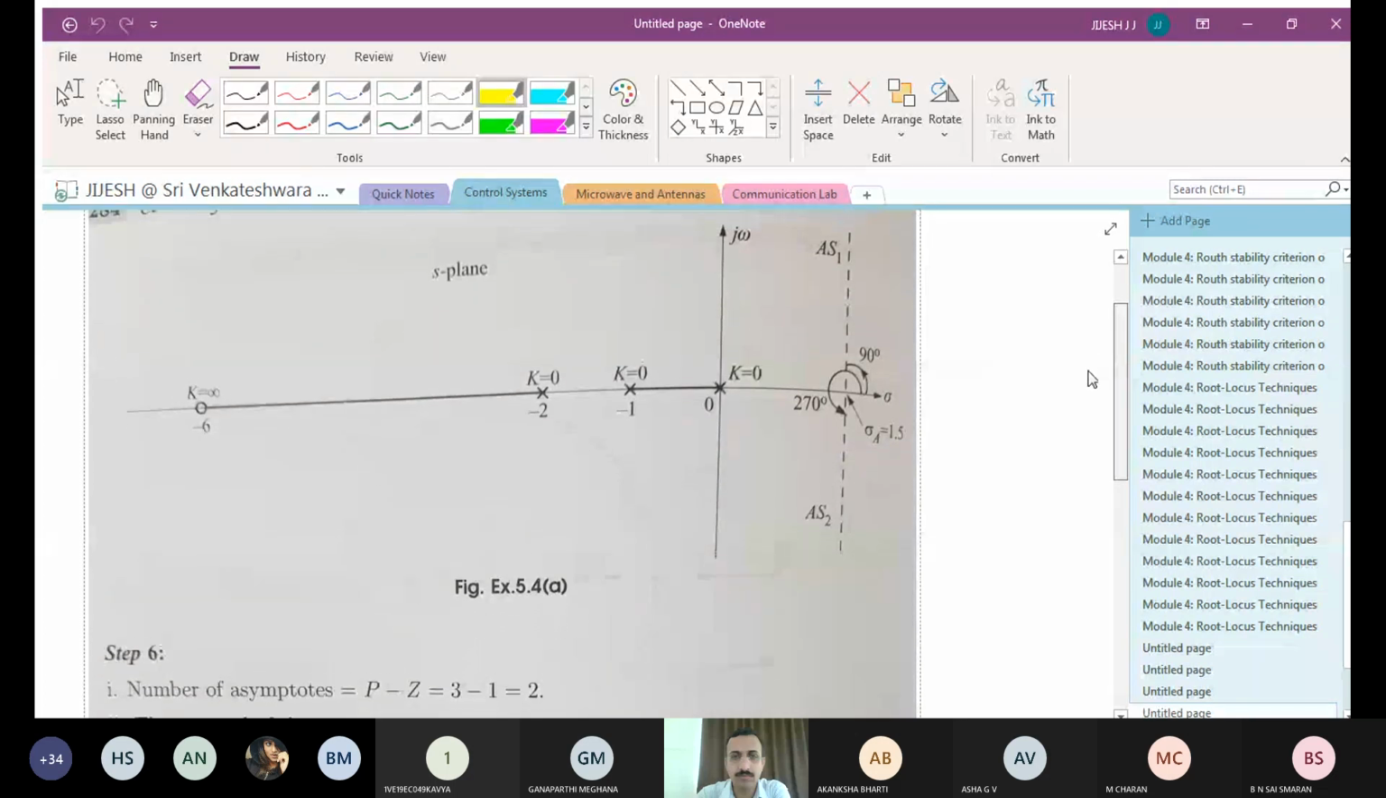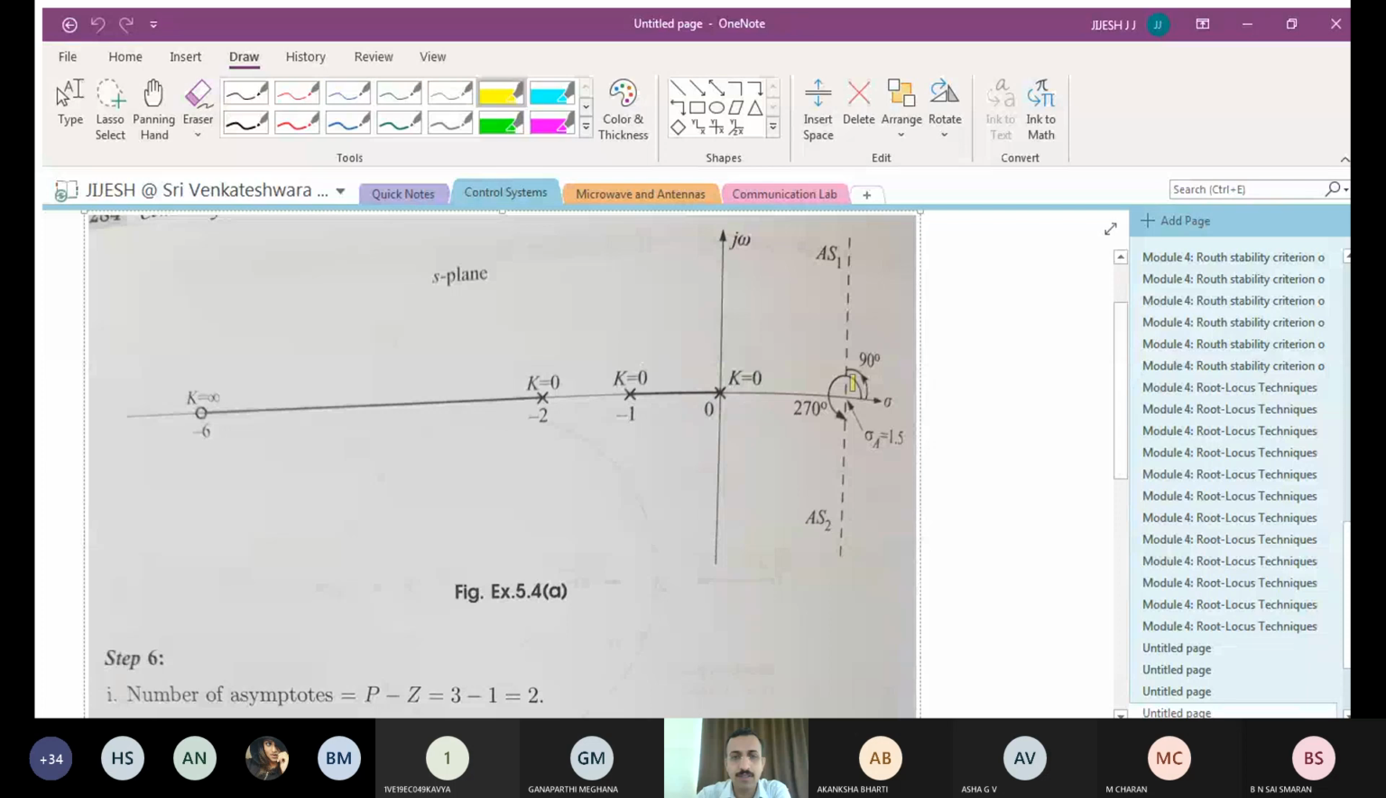You can start plotting once you have obtained the poles, which are at 0, -1 and -2, and the zero at -6. Asymptotes we have not yet found. Once you complete them, you can plot those as well.